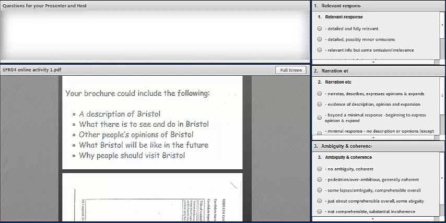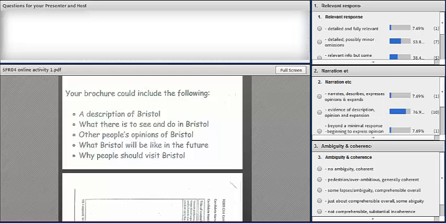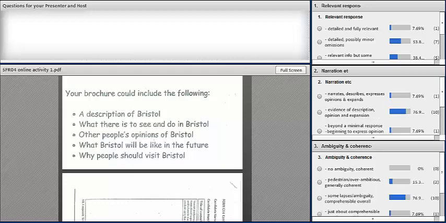Okay, now the narration, most people there have gone for evidence of description, opinion and expansion. And it's certainly beyond a minimal response, and it's beginning to express opinions. That's absolutely right. It's beyond a minimum in the sense that there's more than 100 words, and the opinions are there, likes and dislikes and this kind of thing. So I think that's fairly clear, and most people seem to be agreeing on that, as you can see.